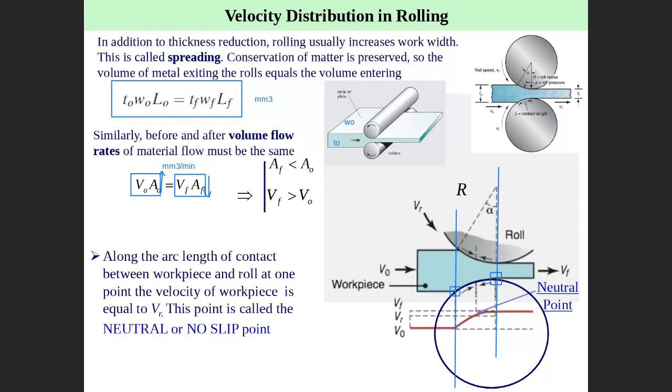So at the starting point, this is a VO, right? At the exit point, this is a VF. Then the speed increases during the rolling process, from here to here, changing from VO to VF, right?